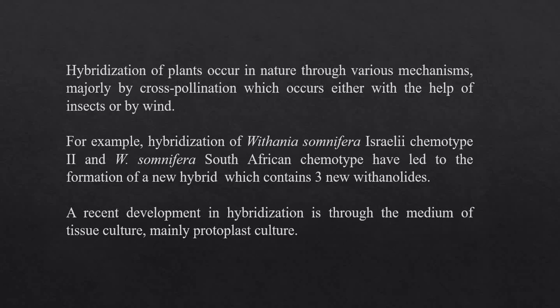There are two varieties here, Israeli chemotype 2 and South African chemotype, which have been crossed or hybridized, and they have formed a new variety which contains 3 new metabolites, that is the active constituents present in it. 3 new types have been induced in it by hybridization.